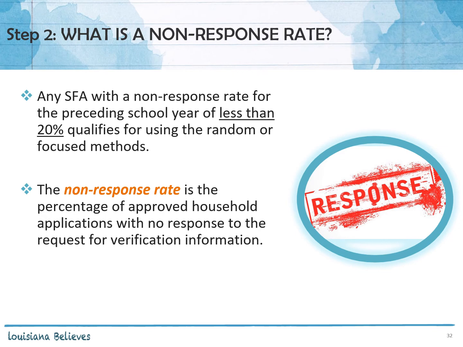These SFAs may use an alternate sample size for any school year when its non-response rate for the preceding school year was at least 10% below the non-response rate for the second preceding school year. If you have any questions about this qualification for use of an alternate method, please contact the state agency.